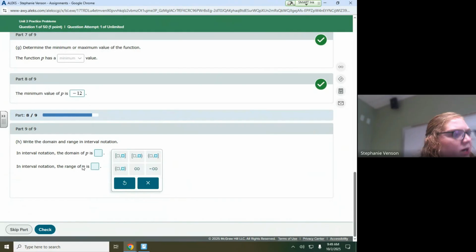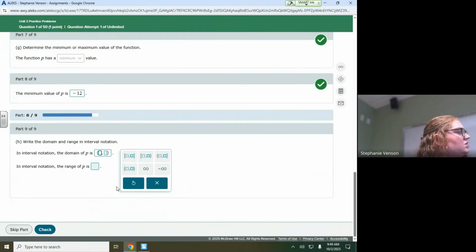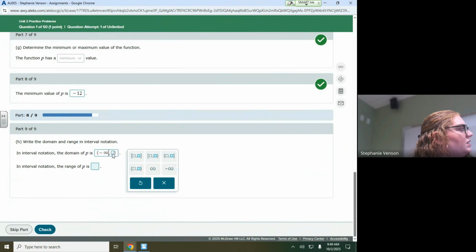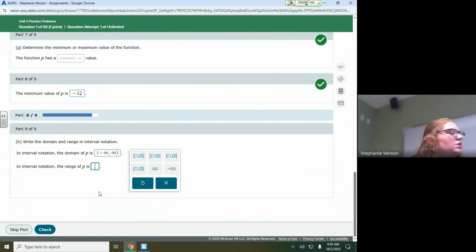Okay, and then domain and range. What is the domain of every quadratic ever? That's right, all real numbers, aka -infinity to +infinity. And we know that our infinities always have parentheses, so -infinity to +infinity. All right, and then the range is going to be based on the direction, right? So since our parabola is going upward, we know we're going to go to +infinity, and we're going to start at our minimum. So we would want to bracket on the -12, the minimum, because we do actually hit that point, but then it goes up to infinity.